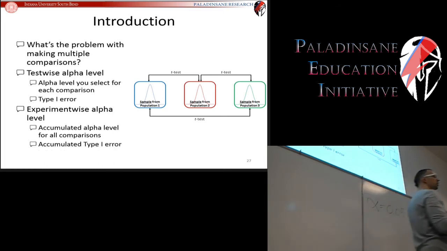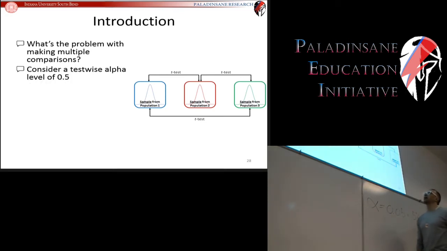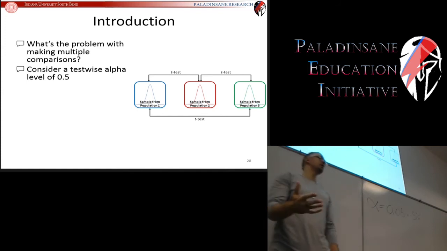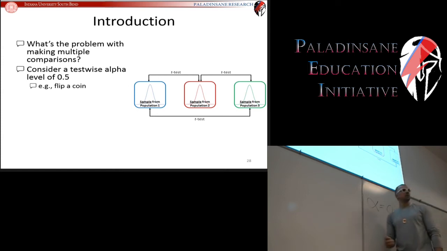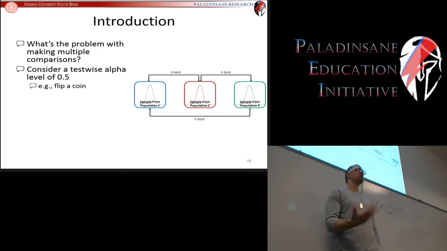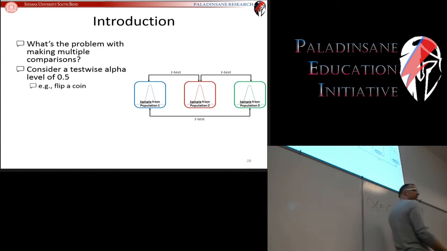And this is an accumulative type 1 error. So to illustrate why this is the case, let's take a look at a test-wise alpha level of 0.5. Right? So literally a test-wise alpha level of 50%. This would be, for example, if your statistical package was flipping a coin. So if you flip a coin, you got a 50% chance of saying an effect is there when there is no effect.